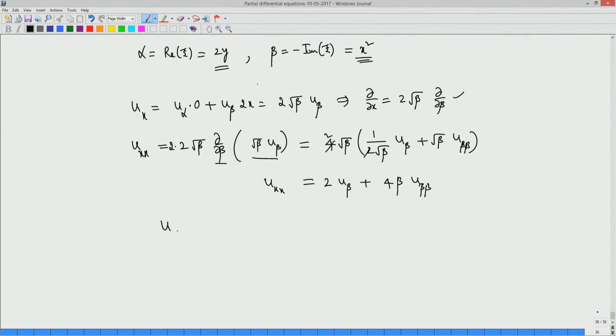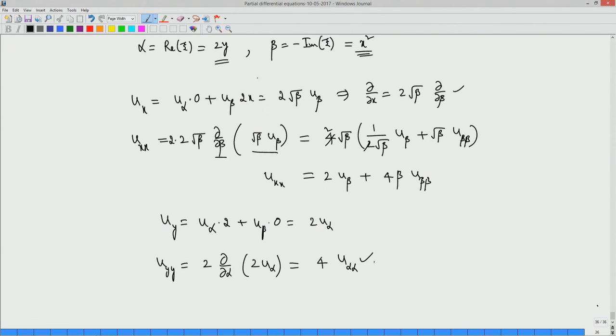What is uy? uy is u alpha into alpha y, which is 2, plus u beta into beta y, which is 0. So, you have 2 u alpha. So, you have uyy as 2 del by del alpha acting on 2 u alpha. This will become 4 times u alpha alpha.